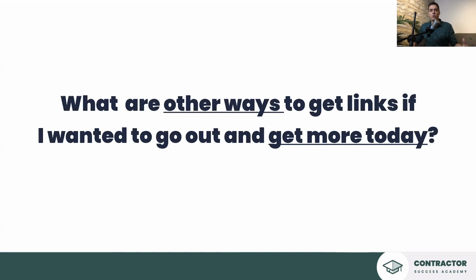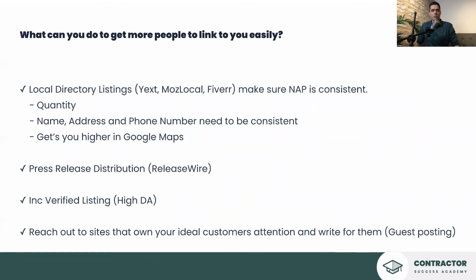So if you wanted to get more links today, and this isn't long-term stuff, I just wanted to go through some really quick things you could do. What can you do to get more people to link to you easily? The first thing is local directory listings. If you've never done this, you can do it on Yext or Moz Local or Fiverr. There's a ton of places to get these. The key is that you need to make sure the NAP is consistent, which is just name, address, and phone number. We call this the quantity of links. We need a lot of links out there. Maybe these aren't the most powerful links, but you do need some quantity.